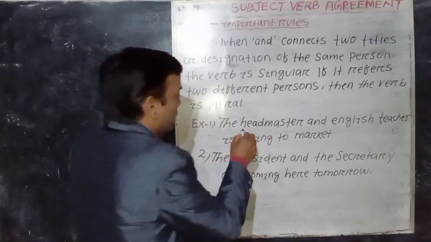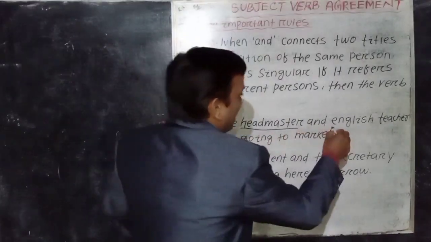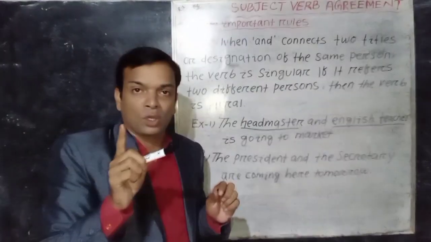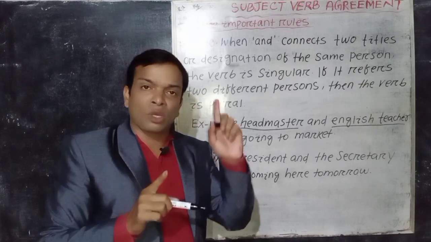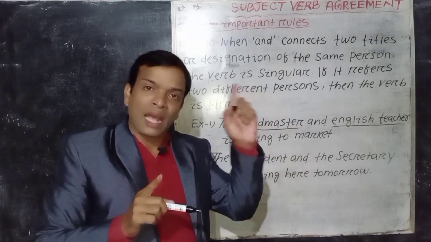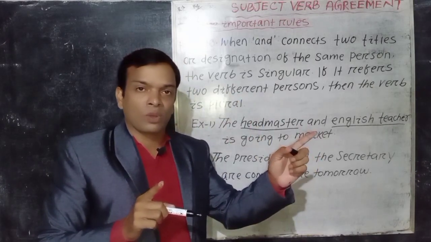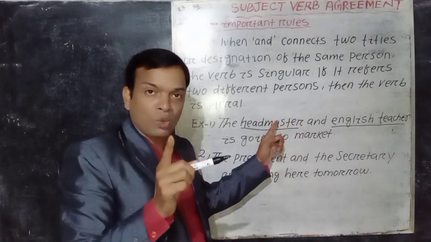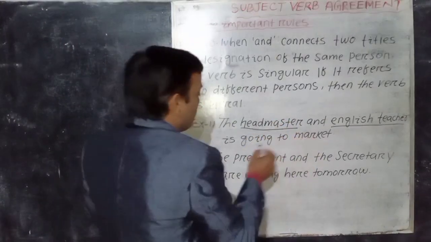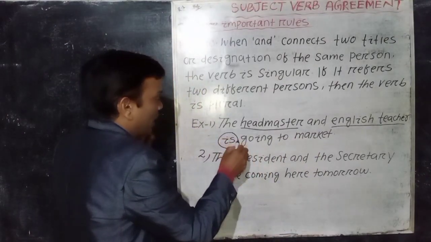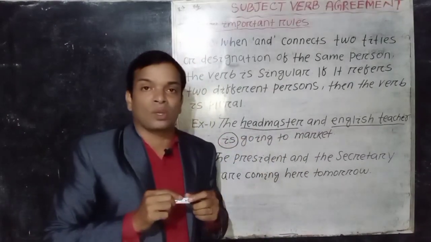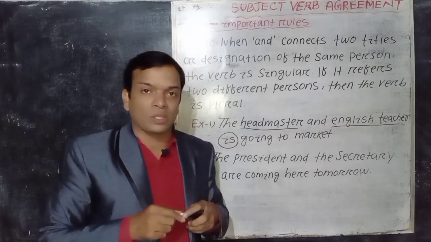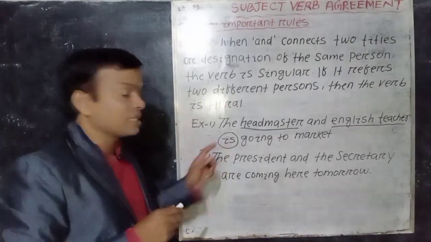See the example: the headmaster and English teacher is going to market. Here are two designations, one is headmaster and another is English teacher. And is connecting one person's designations, that means the particular person is headmaster and he is also the English teacher. So designations or titles two but person one. So the verb is singular because it refers to one person.